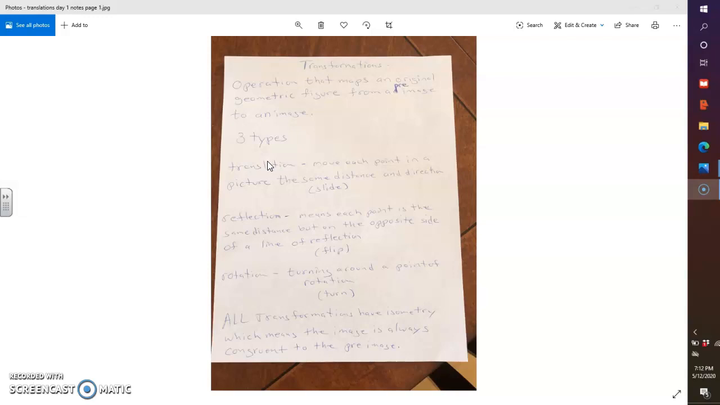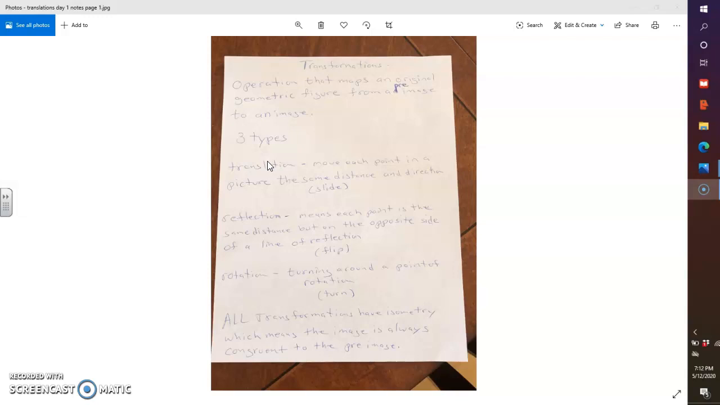A reflection is always done over a line, and it's flipping the figure over the line of reflection. So literally we're going to be counting or using some strategies to figure out where the points are on the opposite side of the line of reflection. And then rotation, which we'll get to in our next lesson, is essentially turning or rotating your figure.